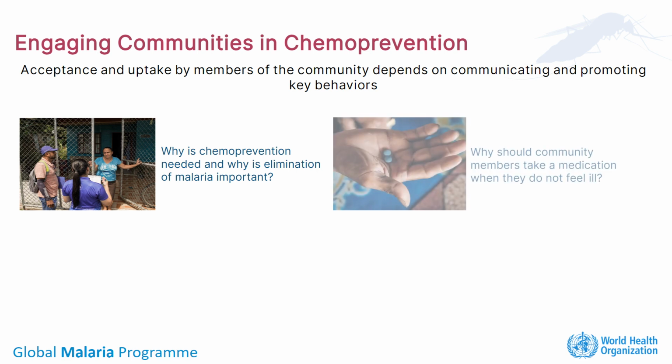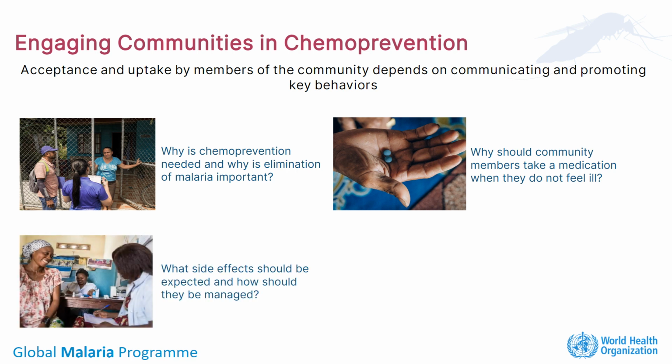Second, community members should understand why they are being asked to take a medicine when they are not feeling ill. Explaining that the drug not only cures anyone who might be infected, but also provides a period of protection from future infections can help to clarify this issue for the people. Third, the community needs to be made aware of the potential side effects of the medicine in advance of the rounds of chemoprevention. Reassuring the public about the minor nature of the side effects and explaining to them what to do to manage side effects will help to raise confidence in the program.